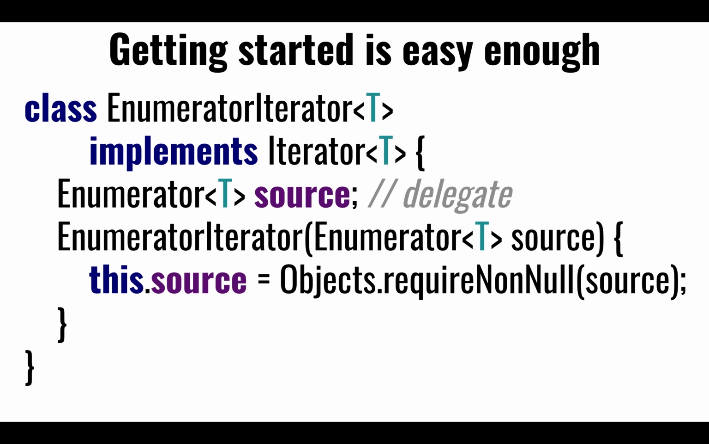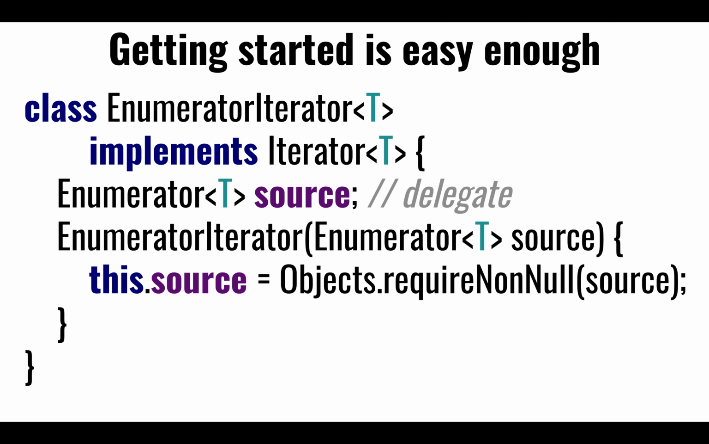So here's my adapter that knows how to adapt an enumerator in terms of an iterator. All my modern code that I already have expects an iterator, but I have this old code that is giving me an enumerator. So I can pass this old enumerator in my constructor and copy it into my local source instance.